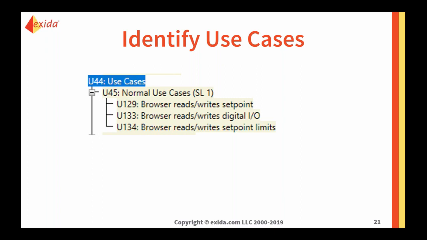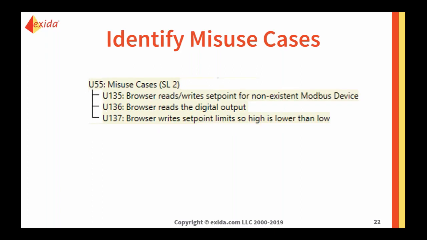So in our case, we've talked about someone using the browser and they read or write the set point, or they read or write the digital I/O, or the set point limits for a particular recipe within a manufacturing process. This lets us gather all these together, and we'll use these normal use cases as a basis for discussing the misuse cases and the abuse cases later on. So if we go to the next slide, here are some misuse cases that we would have discovered.